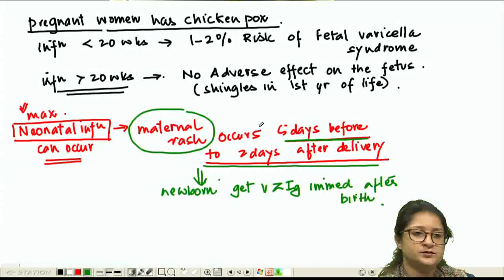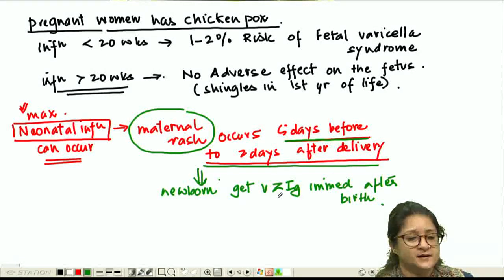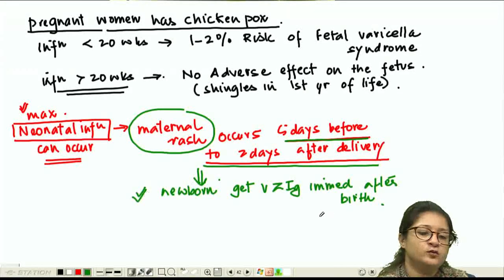Why? Because the mother also transmits the antibodies. So if there has been a past history of chicken pox, like chicken pox in the 3rd trimester, but nowhere near 5 days before to 2 days after delivery, there is no need to give varicella zoster immunoglobulin to the newborn. It needs to be given if there has been chicken pox 5 days before to 2 days after delivery.